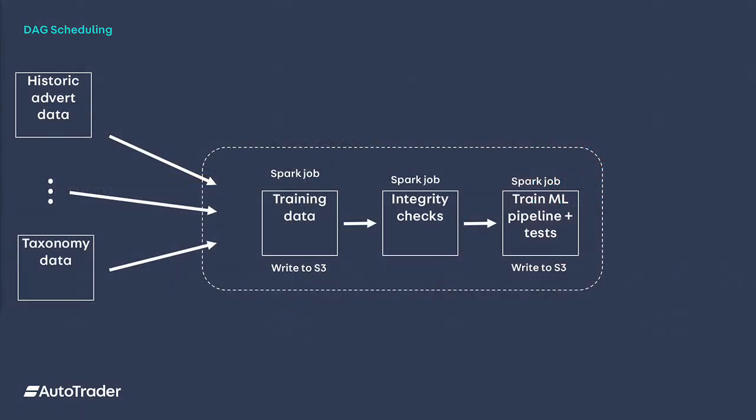So Airflow has this concept called a DAG, a directed acyclic graph. A DAG basically just lets us put together tasks and define the dependencies and relationships between these tasks. In this case, we've got a task to submit the Spark job that produces the training data. That task, in turn, is dependent on some other data being there in the lake. So we've got the historic advert data, and we've got the taxonomy data. This task won't be triggered until that data is all in place.